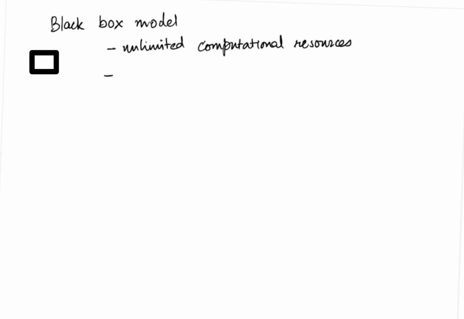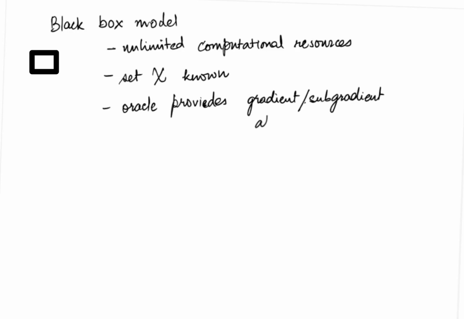This brings us to the black box model that we will consider in this course. The assumptions of the black box model are as follows. We assume that we have unlimited computational resources, so we abstract away the computational aspects. We further assume that set X is completely known. Finally, F is unknown, but the information about F can be obtained by calling an oracle or a genie. So we have access to an oracle or a genie that for a given value of X provides us either the gradient or subgradient or approximate gradient of F at X.